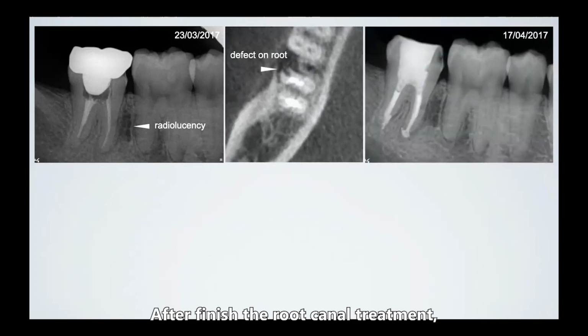After finishing the root canal treatment, I decided to do intentional replantation to repair the perforation. As you know, it is almost impossible for clinicians to do periapical surgery of mandibular second molars due to anatomical factors.